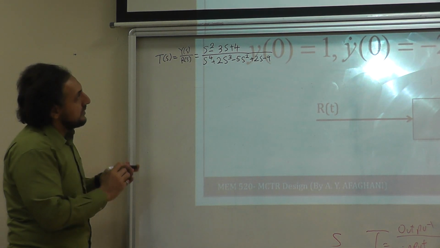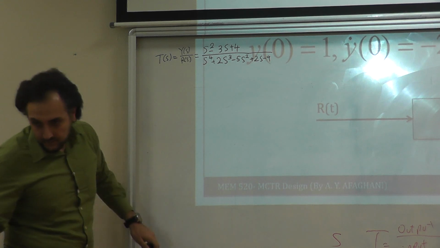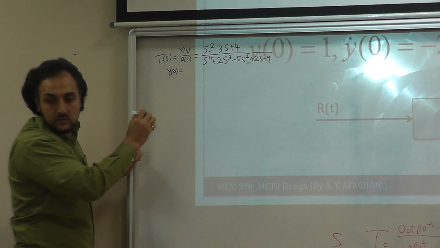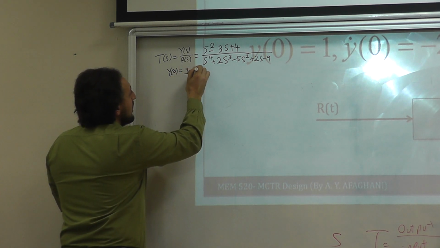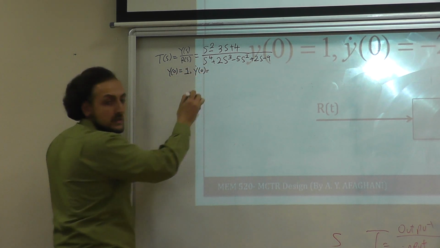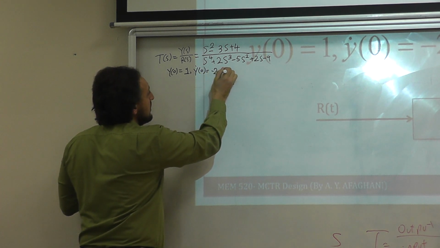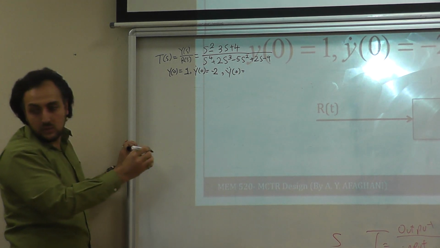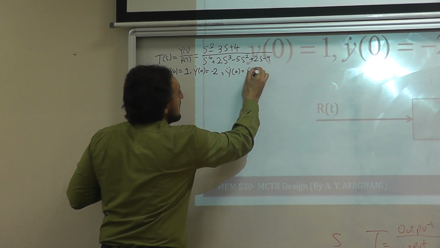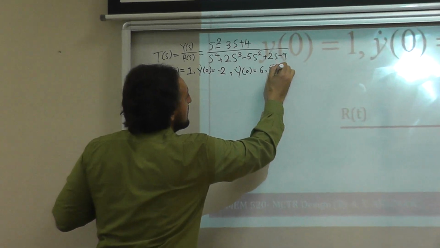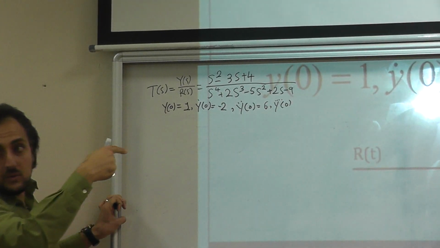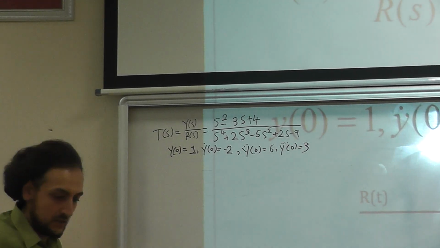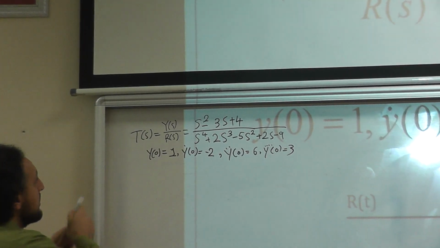Okay. So initial condition y0 equal to 1, y dot 0 equal to minus 2, y double dot 0 equal to 6, 4, 0. Sinan give you this type or not yet? Not yet. So this is example number 1.